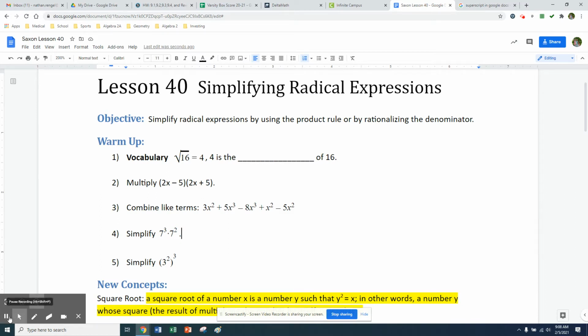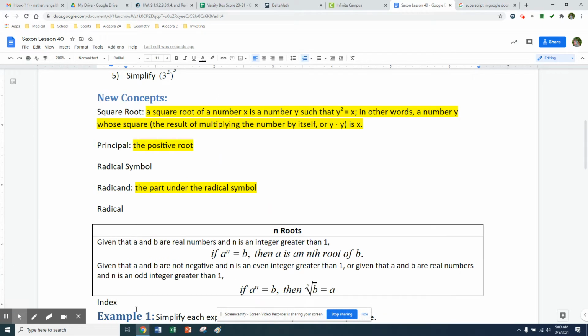Today, our learning target is to simplify radical expressions by using the product rule or by rationalizing the denominator. So we will be simplifying radical expressions today, and then tomorrow we'll work into rationalizing the denominator, or day 2 of Lesson 40. So a couple of new concepts to start Lesson 40.